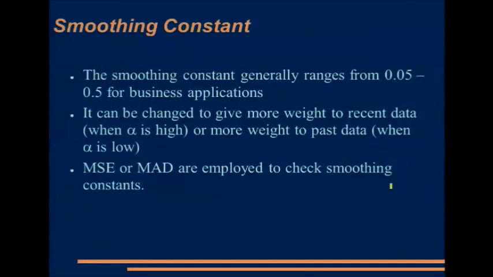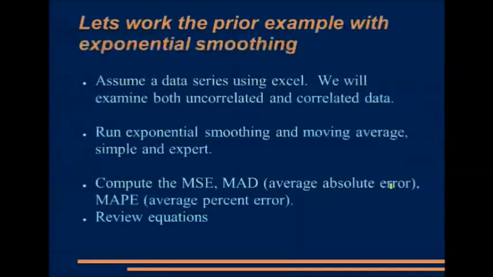The smoothing constants that most people would use in a business environment for alpha range from 0.5 to 0.05, okay? The higher the smoothing constant, the more important your last observation is. Because if alpha is 1, your forecast is just whatever you observed last. If alpha is 0, it's your initial forecast when you started the whole process. So it can be changed to give more weight to the recent data when alpha is higher, or more weight to the past data when alpha is low. And mean squared error and mean absolute deviation can be used to check smoothing constants.